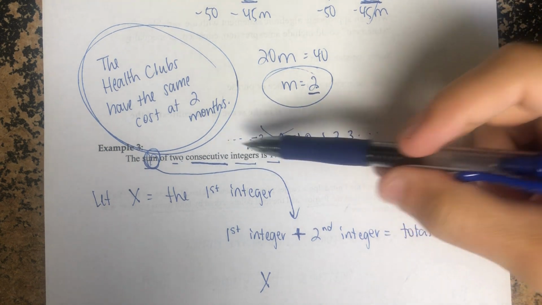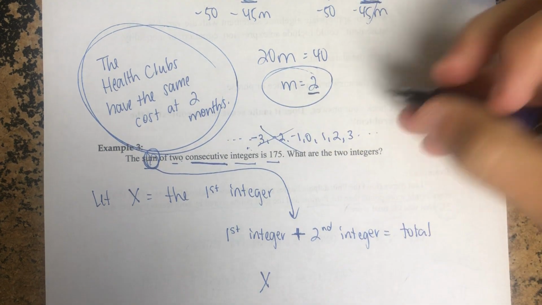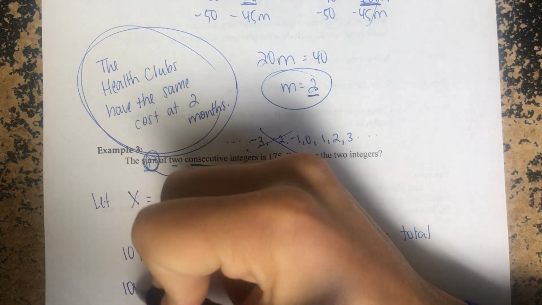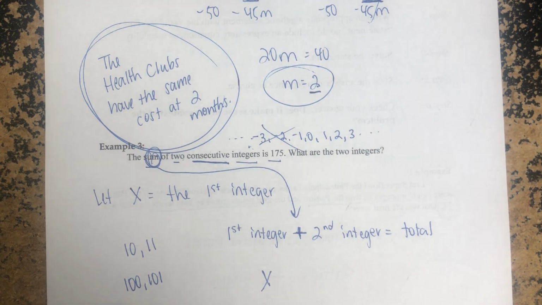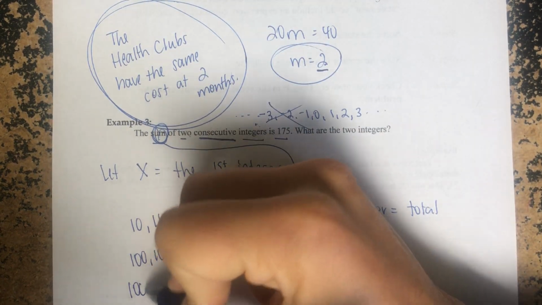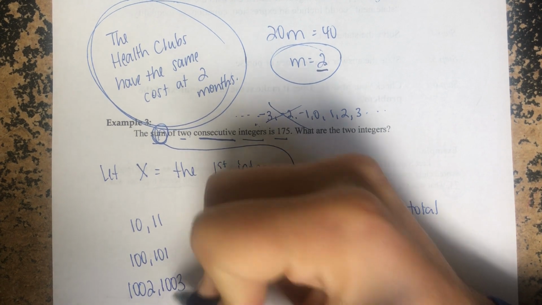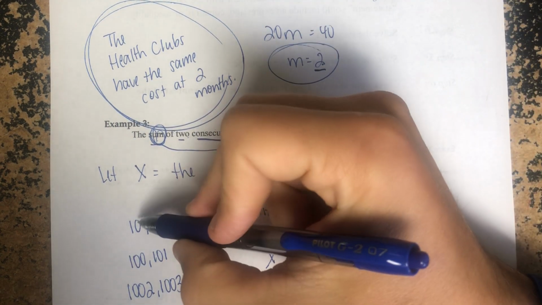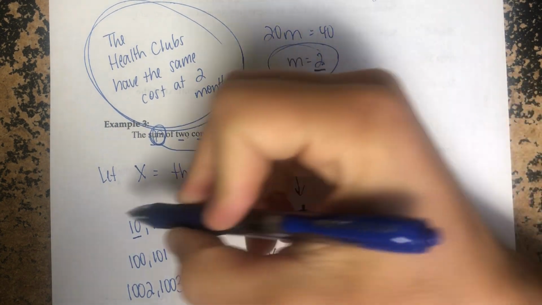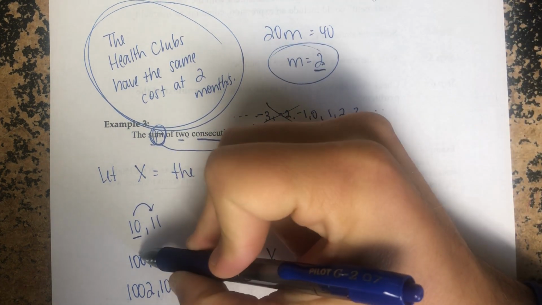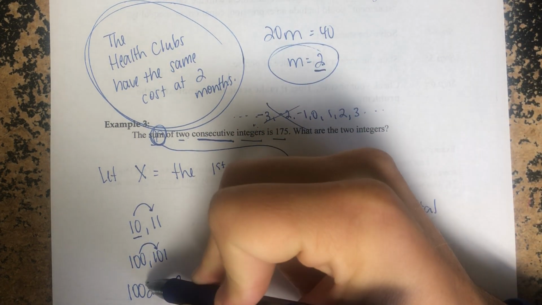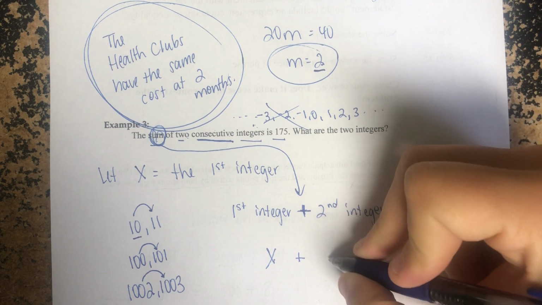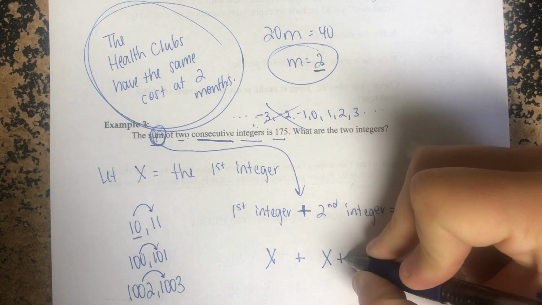First of all, an idea of consecutive integers would be 10 and 11. 10 and 11 are consecutive integers because they are right next to each other. 100 and 101 are consecutive integers because they're right next to each other. 1002 and 1003 are consecutive integers because they're right next to each other. So you need to find two numbers that are right next to each other. Well, if I know what the first one is, x, how do you get from 10 to 11? How do you get from 100 to 101? How do you get from 1002 to 1003? Well, you take the first integer and add 1.